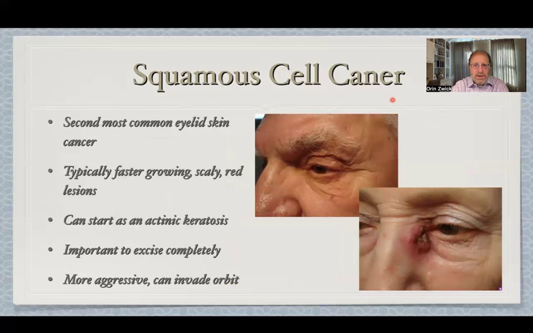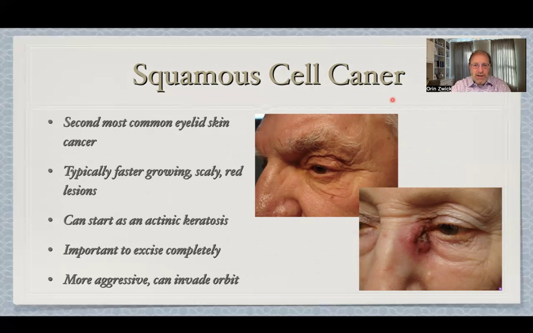Lastly, we're going to go on to squamous cell, which is the second most common eyelid skin cancer, but again, a much smaller percentage than basal cells. These can start as what's called an actinic keratosis, which is more of just a scaly, rough appearance of the lesion. Now, they are more aggressive, they're red, scaly, they grow quicker, and they can actually invade the orbit. So these you want to be able to catch quicker before they cause serious damage.